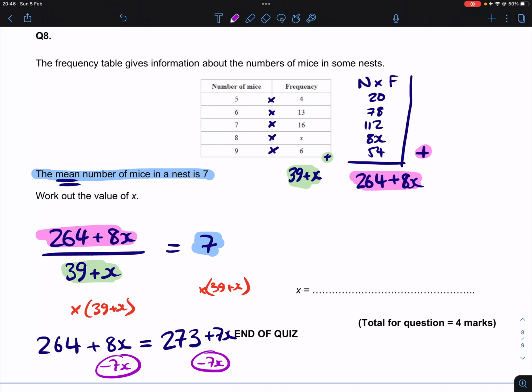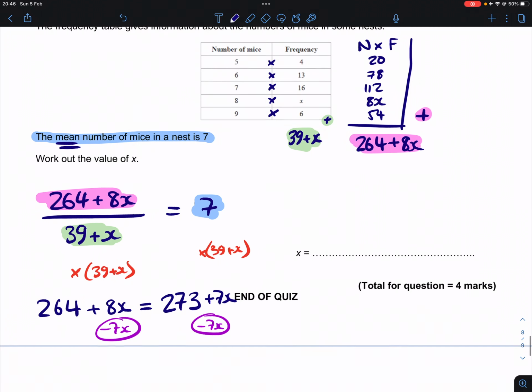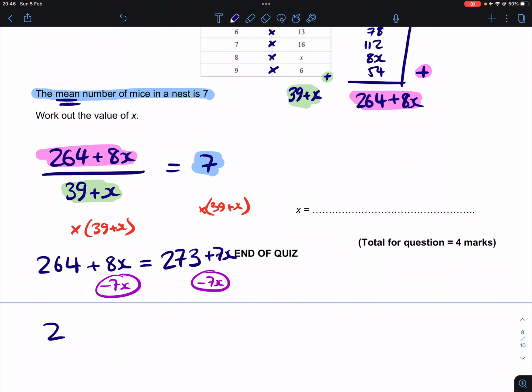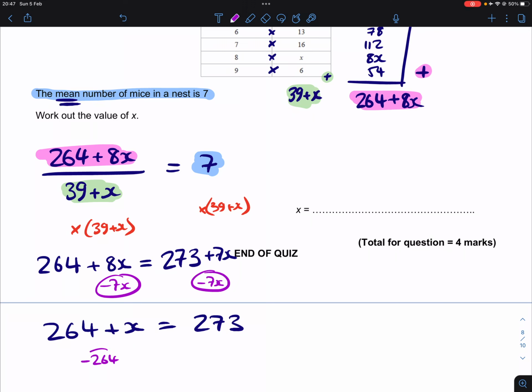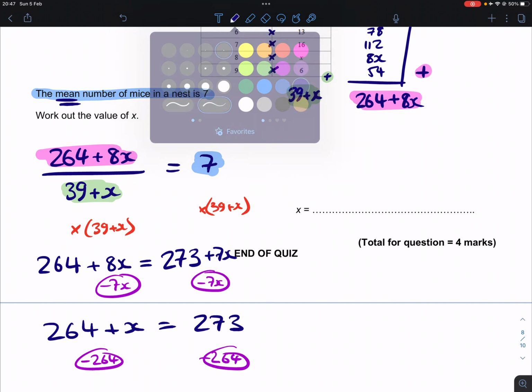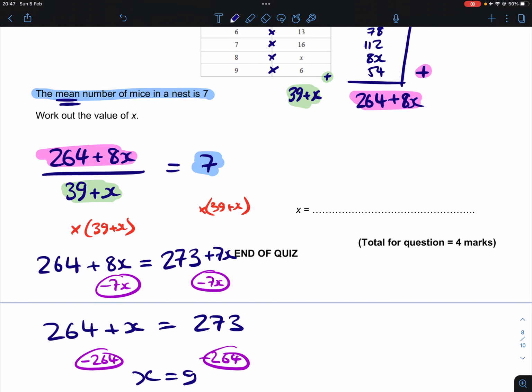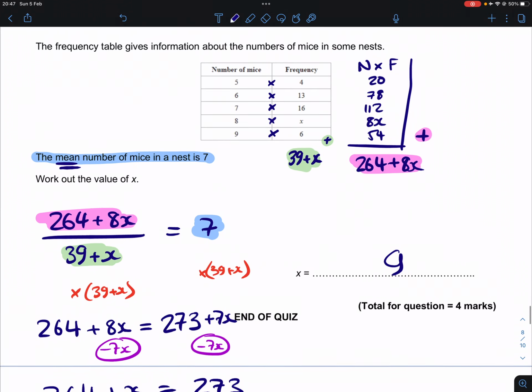What will happen then is our equation will look like this. We will have 264 plus x equals 273, and we then take away 264 from both sides to get x on its own. And if we do that, we end up with x equals 9. So 9 is the missing value there. Done.